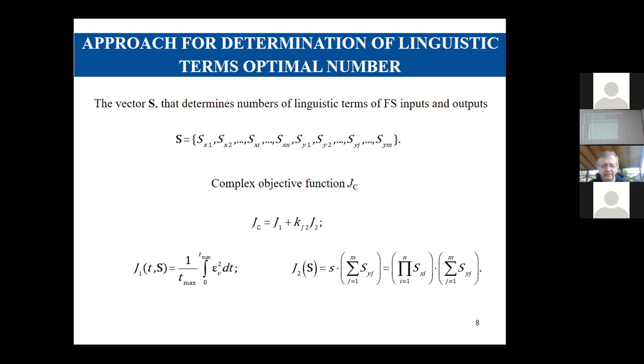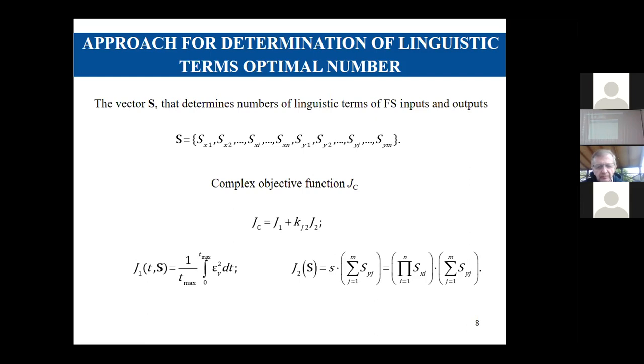Also, the complex objective function is formed at stage 6 and consists of two criteria. The first criterion evaluates the fuzzy system performance itself, and the second criterion takes into account the complexity of the synthesized rule base and, accordingly, its further hardware and software implementation.